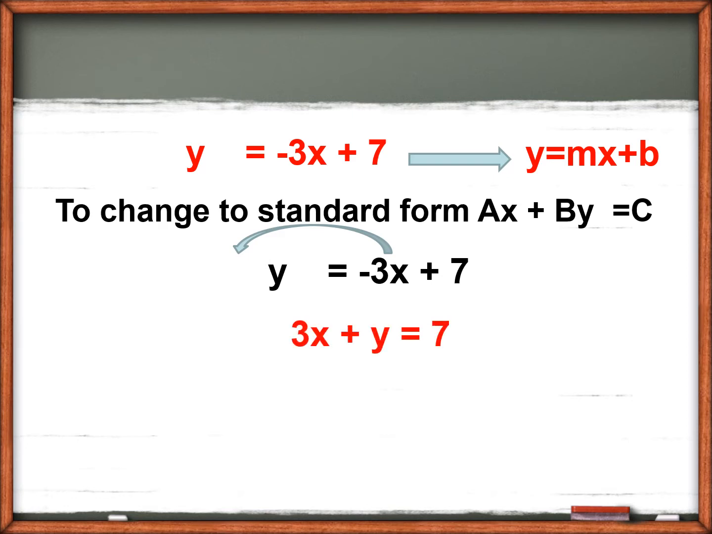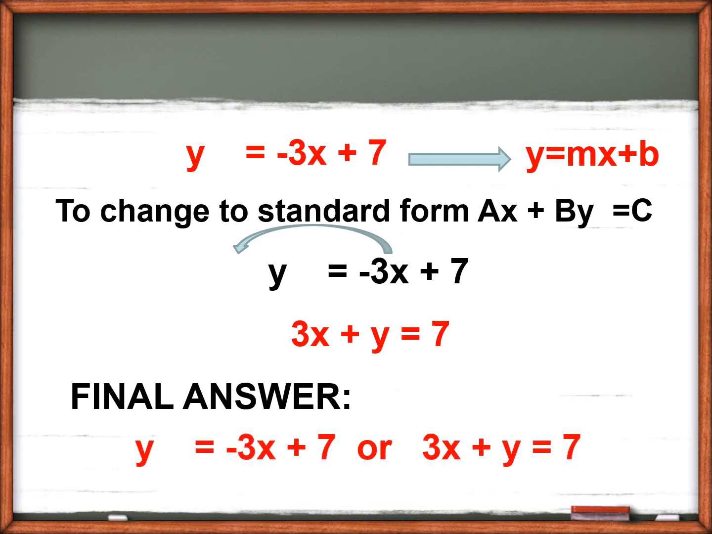And that will become positive 3x plus y equals 7. So our final answer could be y equals negative 3x plus 7, which is written in the slope-intercept form, or 3x plus y equals 7.